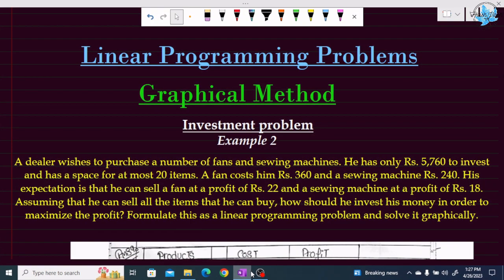Everyone, welcome to the linear programming problem. So we are doing the graphical method, and in graphical method we are doing the investment problems. So this is our example number 2.